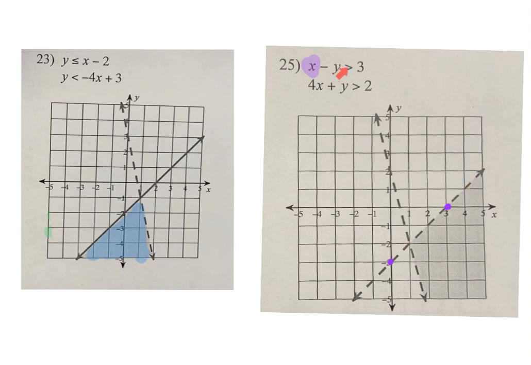It is greater than, but where did they shade? They shaded below it because there is a negative in front of the x. So if I were shading this line, because there's a negative in front of the x, I would actually shade below it. If I don't put it in slope-intercept form, I have to pay attention to that, okay?